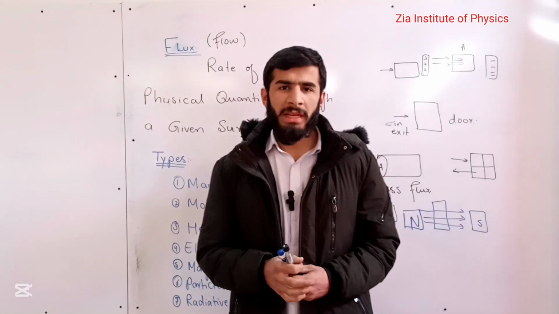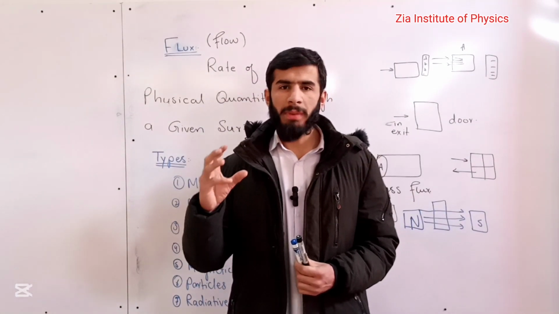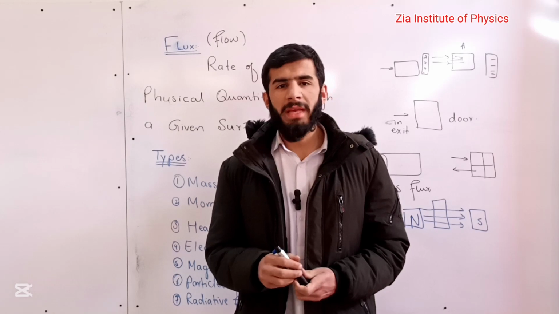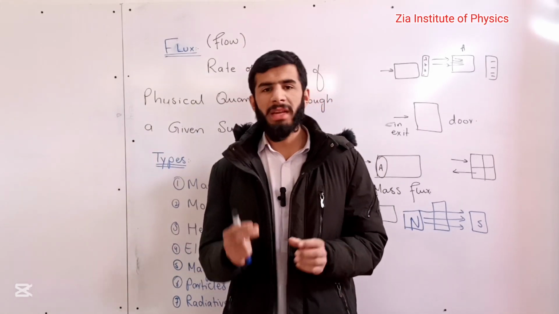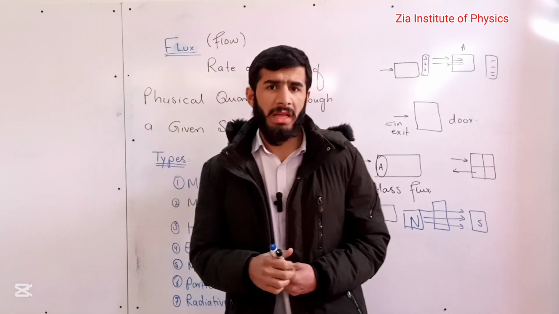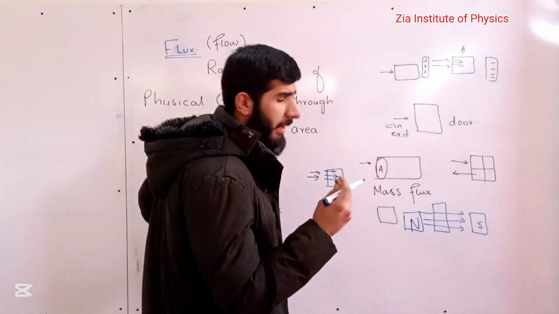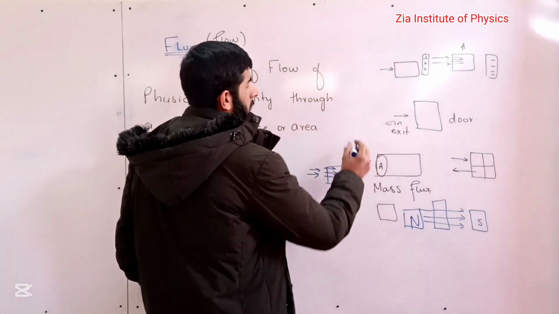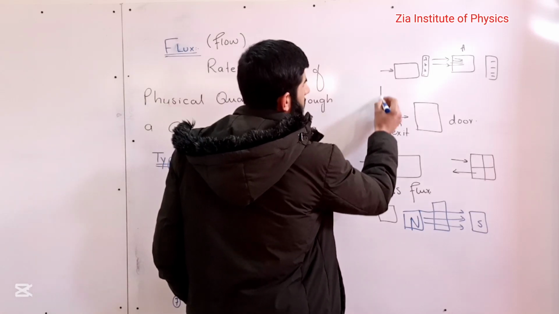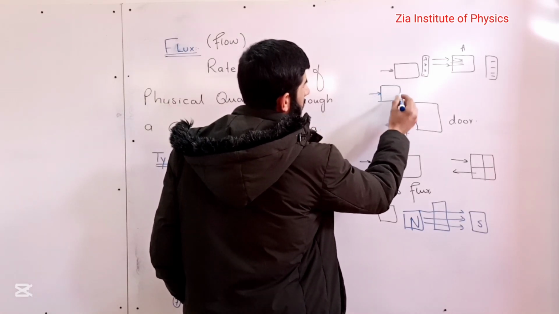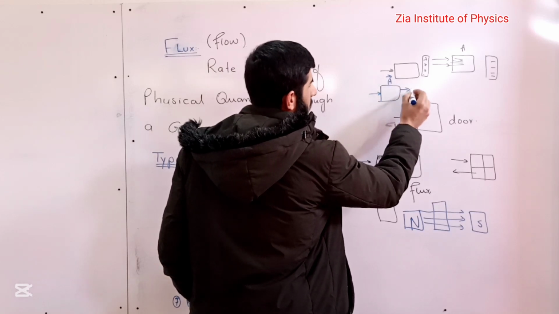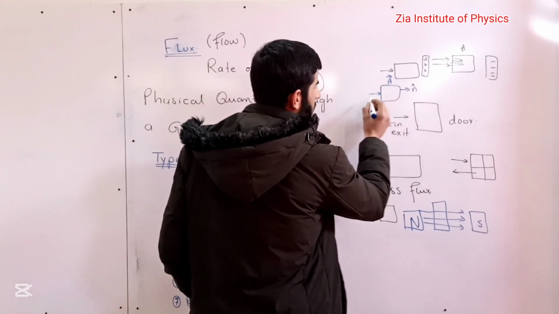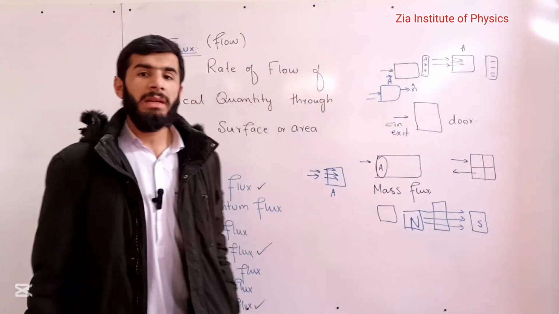And remember one thing: when the flux passes through a specific area, that scalar area becomes a vector area, and the direction of that area is in the direction of the electric field lines, magnetic field lines, or others. For example, these electric field lines pass through this specific area. So this scalar area becomes a vector area, and the direction of that vector area is in the direction of this field line.